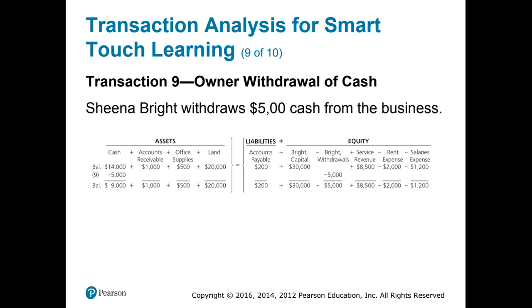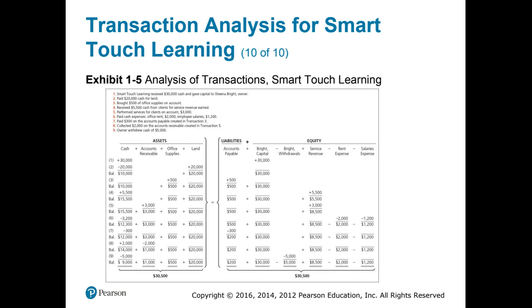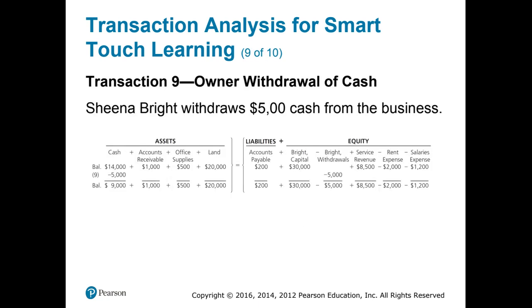And it's a withdrawal, an owner's withdrawal. So with our owner's withdrawal, our equity will go down by 5,000. So equity went down by 5,000. Cash went down by 5,000. What slide is that? That is slide 39.